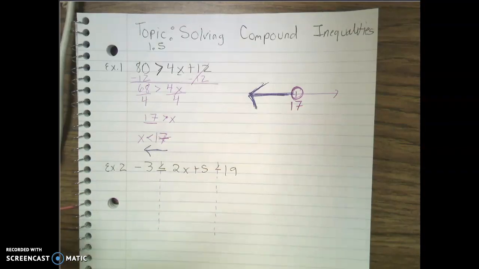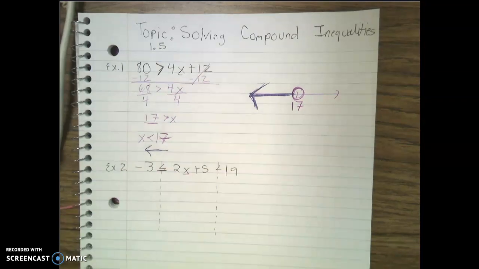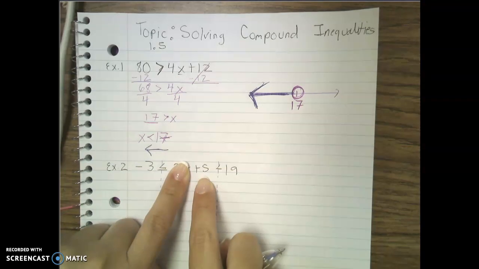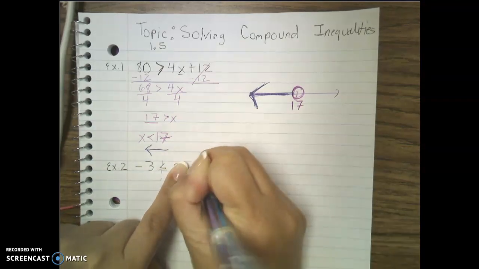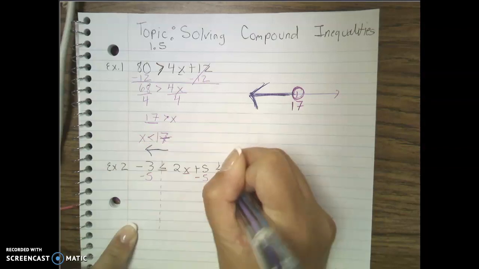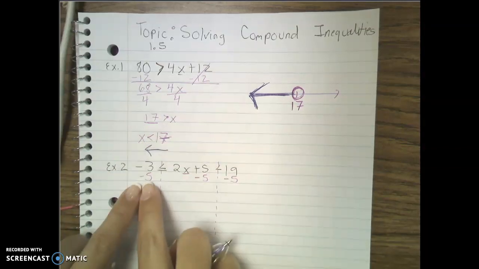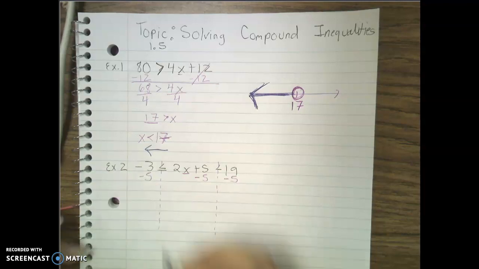So what I mean by that is we're still going to solve it the same way. I'm still trying to get this x term by itself. Well, what's outside of this x term is a plus 5. So the opposite of a plus 5 is subtract 5. So since I did it to this middle section, I also have to do it to this left section and this right section. Because what I do to one side, I have to do to the other too to keep it fair.